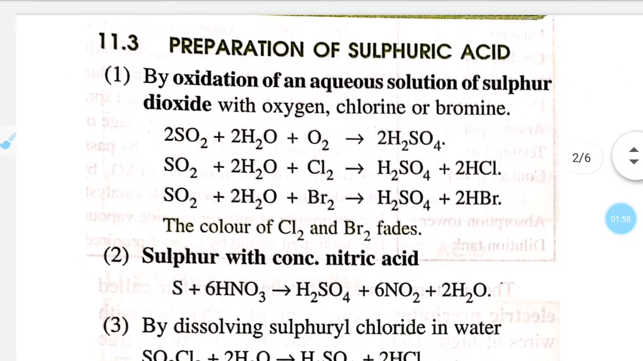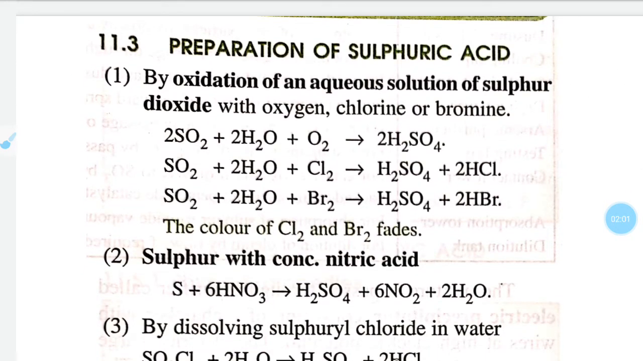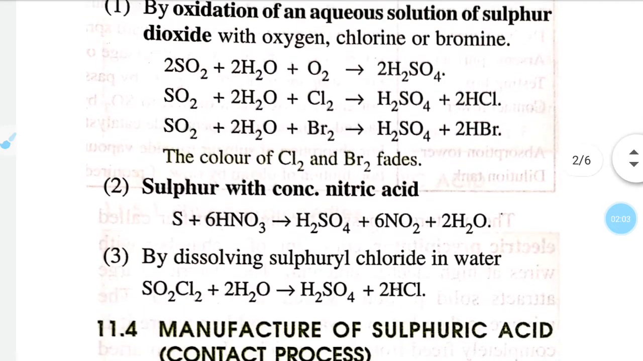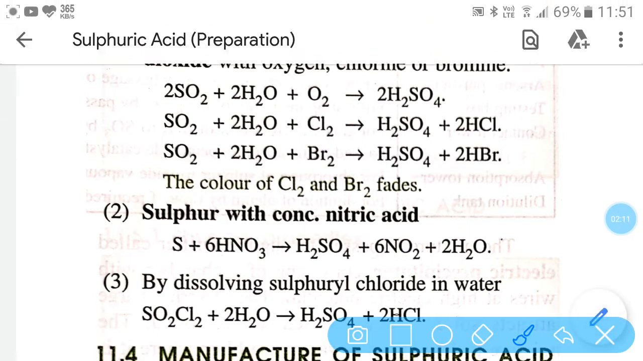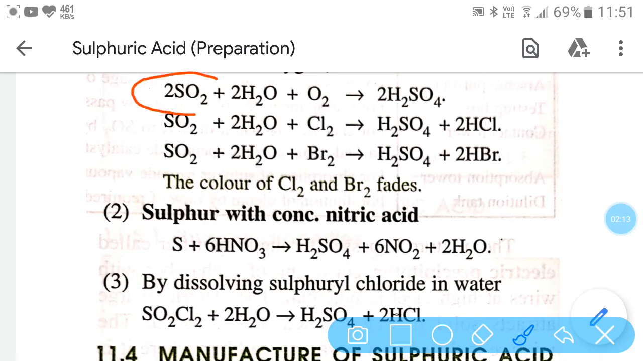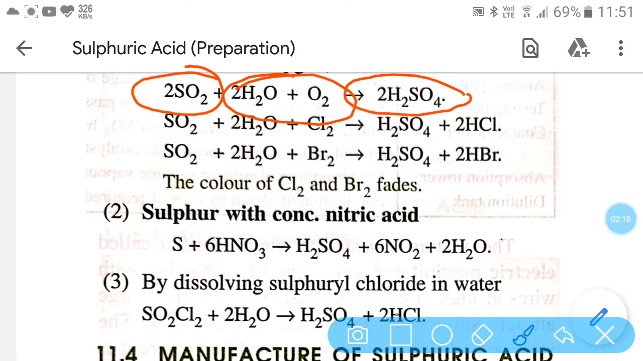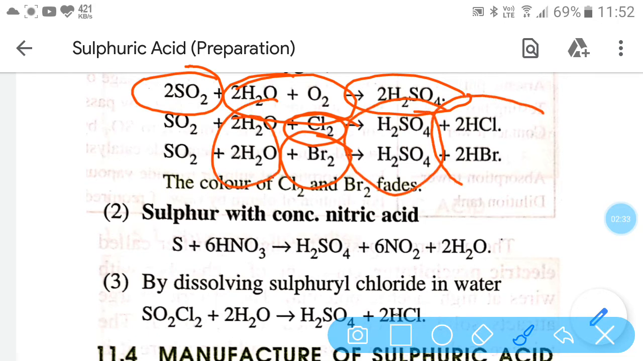Preparation of sulfuric acid: there is mainly one method, but we can have more methods to prepare sulfuric acid also. Here the book points out that we can take sulfur dioxide gas and make it react with water along with oxygen to get sulfuric acid. We can make use of chlorine and bromine also while we allow sulfur dioxide to react with water, and in that case we will get sulfuric acid along with these two acids.